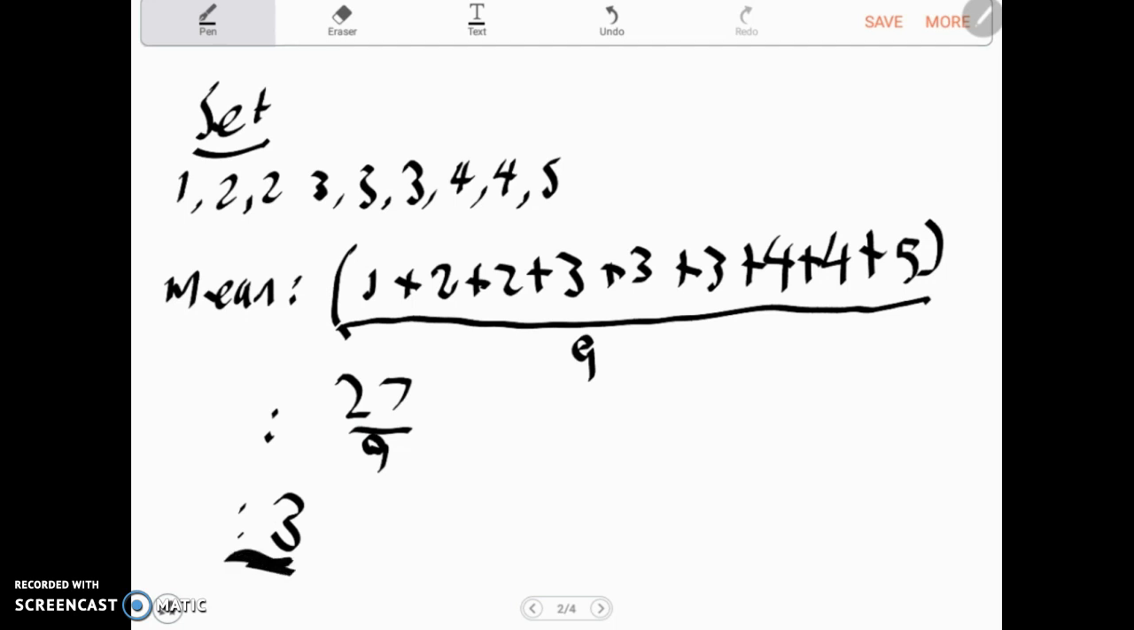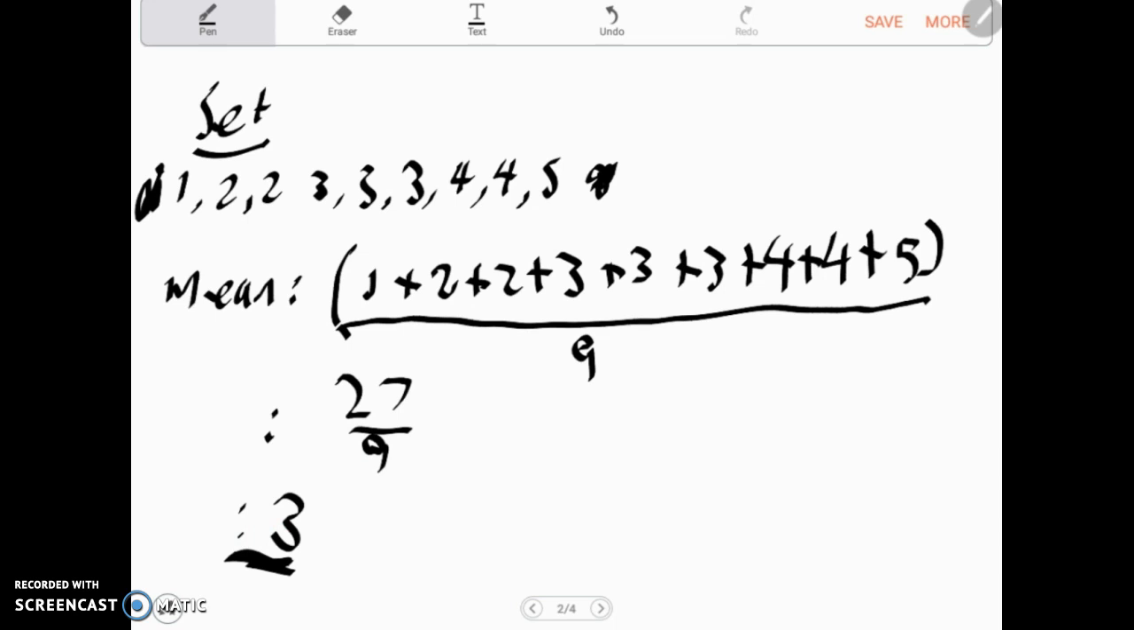Okay? So I'll just go through that one more time. For the given set, the set is 1, 2, 2, 3, 3, 3, 4, 4, 5. For the mean, we add all of these together, then divide it by the number of points in the data set. We add all those together, it equals 27. There are 9 data points, so we divide 27 by 9, we're left with 3.